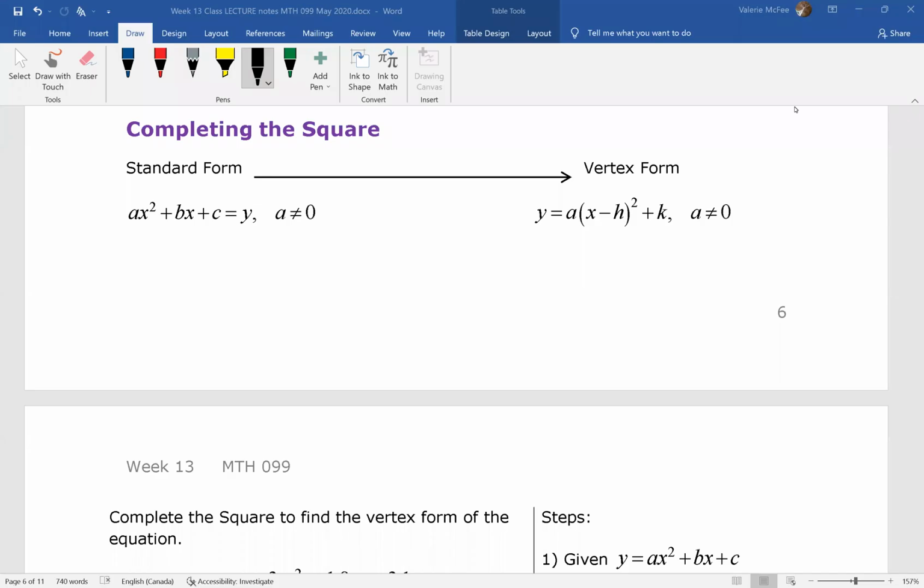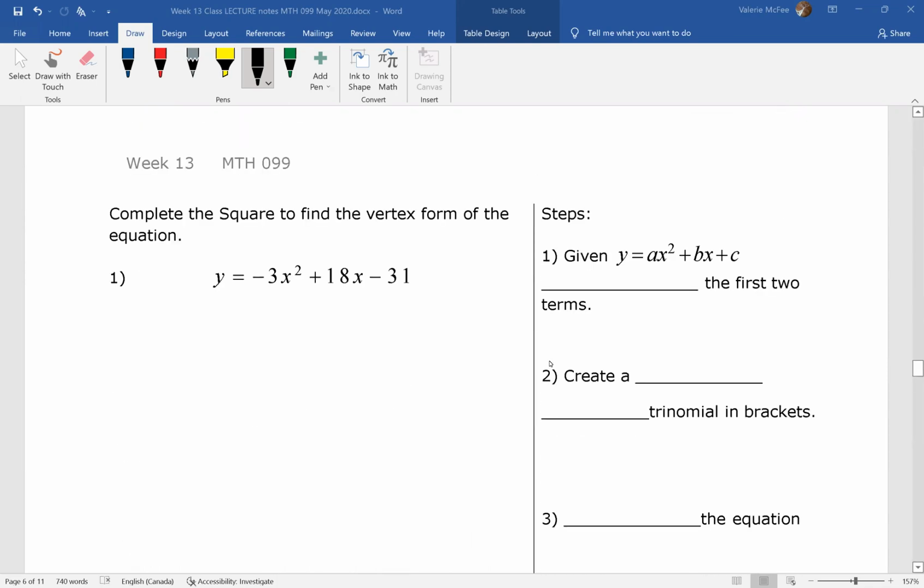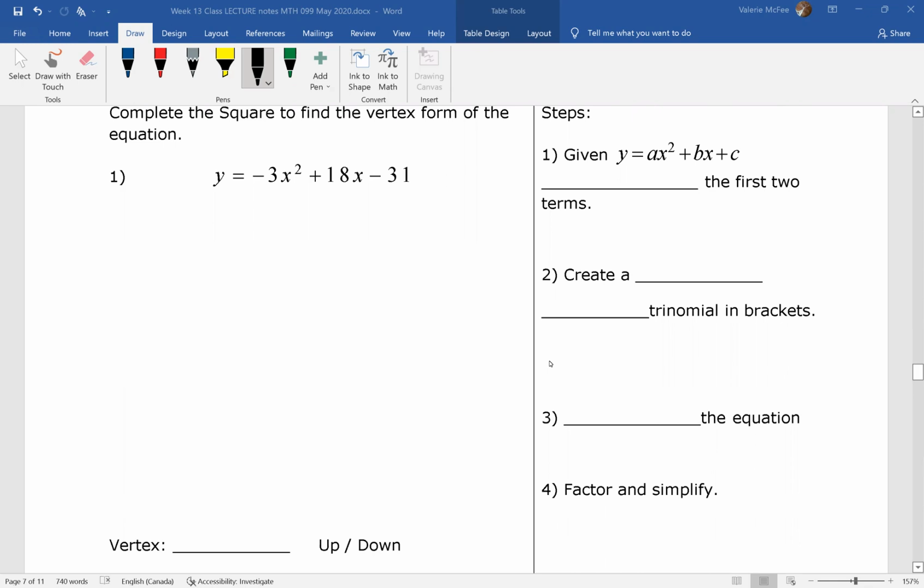So we said in an earlier lesson that in order to move from standard form of a quadratic equation to vertex form, we're going to need to complete the square. The steps are very similar to what you've been practicing in the steps for solving a quadratic equation. Let's take a look at that here. We want to complete the square to find the vertex form of the equation.